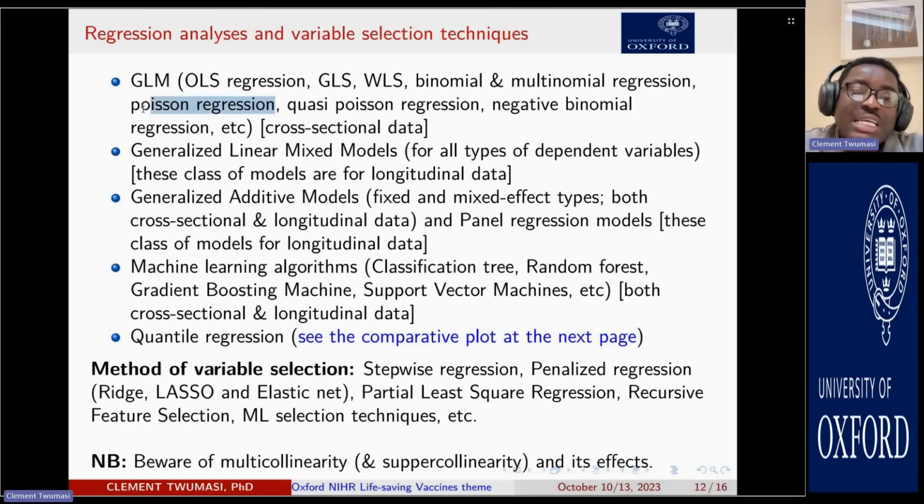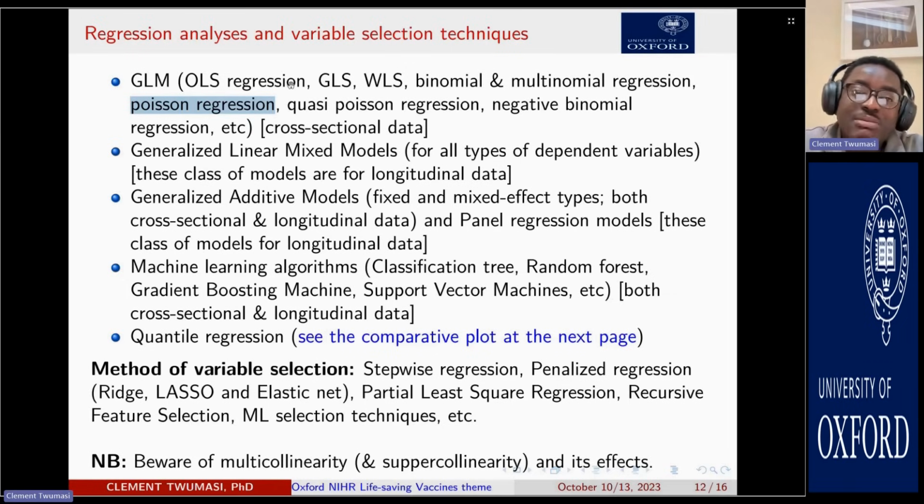But with the Poisson model, there are specific assumptions: the conditional mean and the variance of the outcome variable must be equal. When that is violated, that is, if the mean and the variance are not equal in the case of Poisson, then we say there's dispersion in the data. The data could either be under-dispersed, that is, the variance is less than the mean, or over-dispersed, if the variance is greater than the mean. Negative binomial and quasi-Poisson are used to solve that.